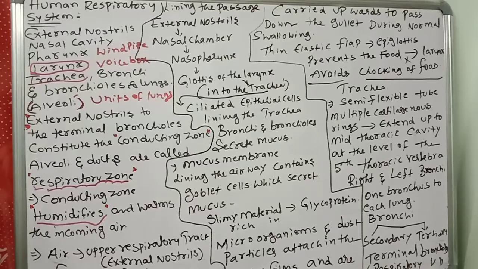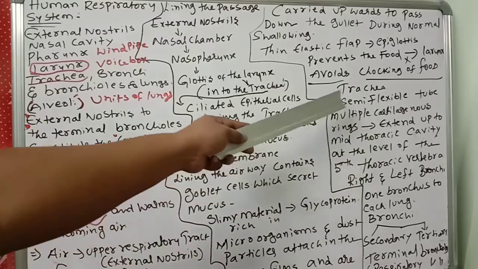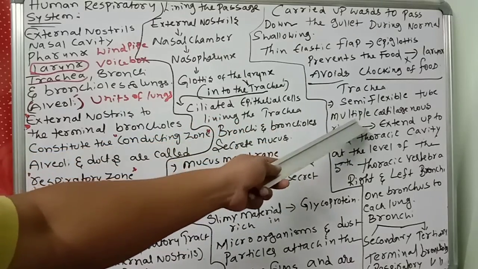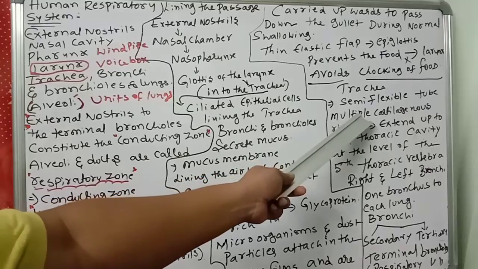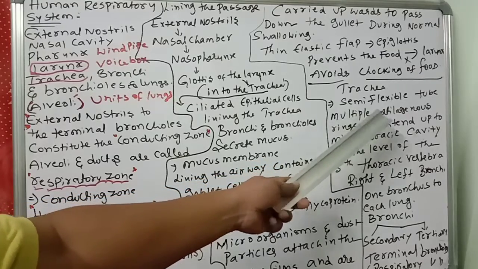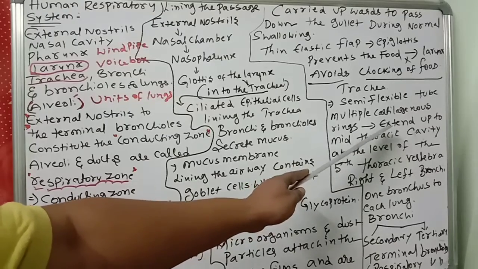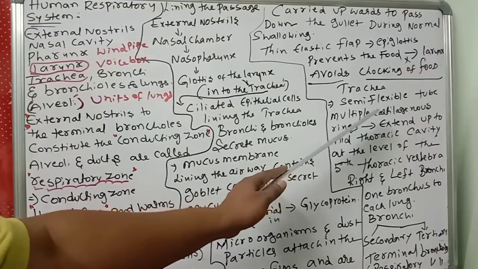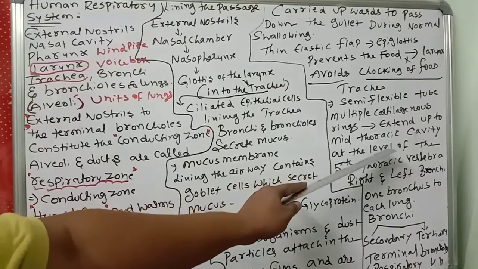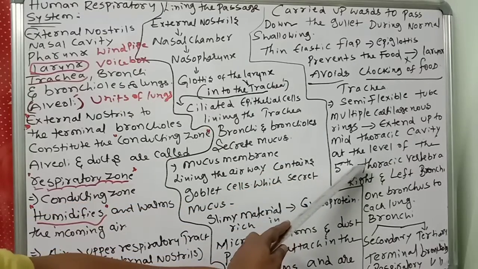Okay, come to the trachea. After food and air enter, the air goes into the trachea. The trachea is a semi-flexible tube supported by multiple C-shaped cartilaginous rings. This extends up to the mid-thoracic cavity, the level of the fifth thoracic vertebra.